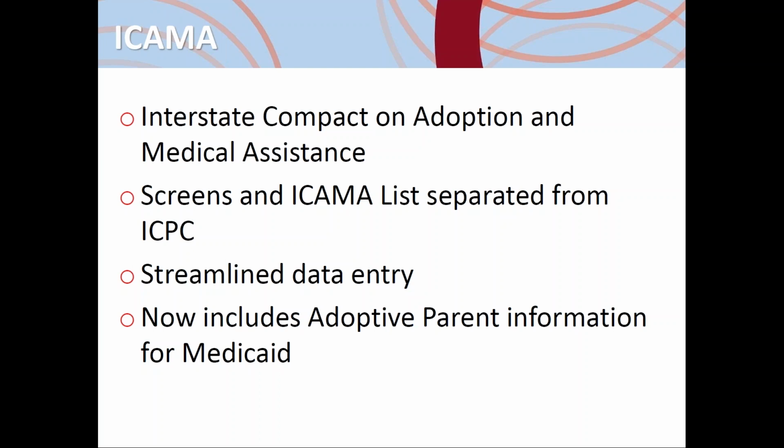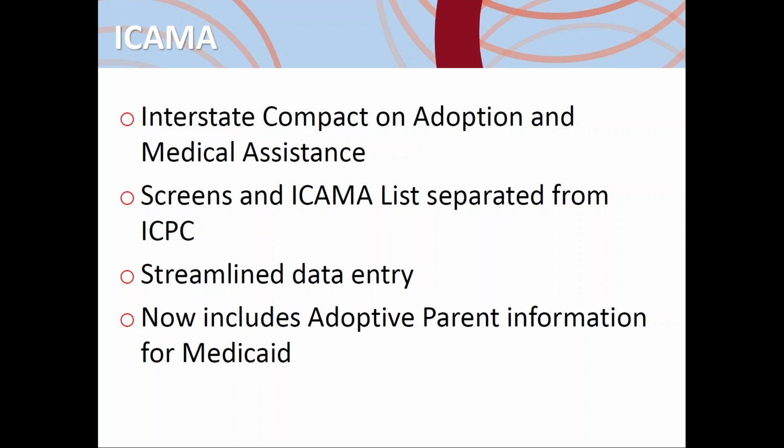Okay, ICAMA is entered into SACWIS only upon receipt of an ICAMA referral to establish Ohio Medicaid for a child in receipt of adoption assistance from another state. So ICAMA records should not be created in SACWIS for any Ohio PCSA kids that are being placed for adoption in other states. That process for establishing Medicaid for those kiddos is the same as it is now, which is outside of SACWIS.